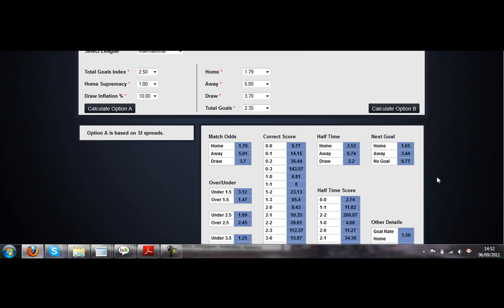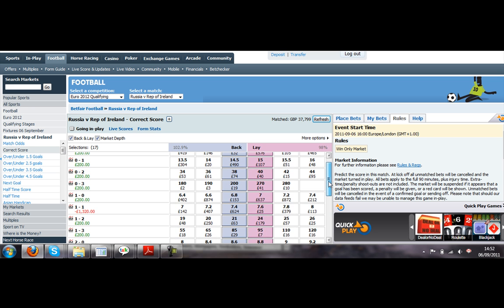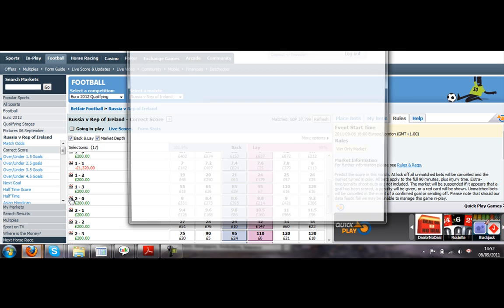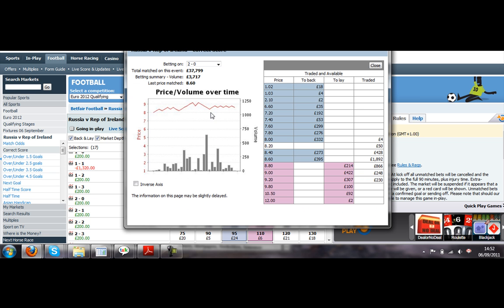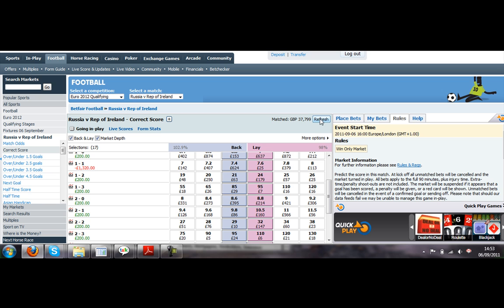So as soon as our price was taken at 7.6, we put in the back at 7.8. So we're relatively near the front of the queue. Liquidity is reasonable, it's okay, it's 38,000. See here again, the 2-0 is fairly consistent. Can't really see a sort of pattern there of whether it's going to come in or drift.